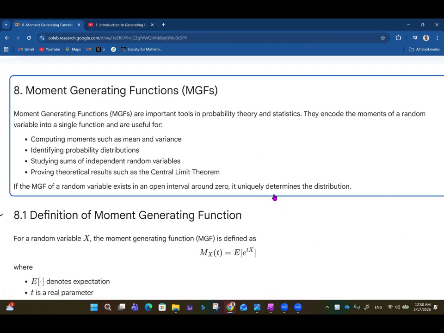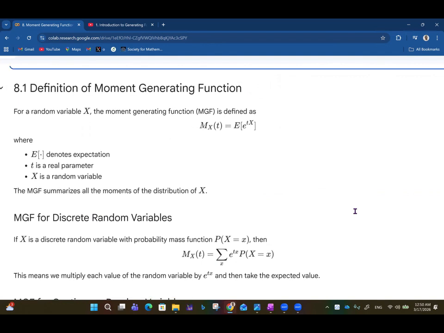But then, of course, we are reviewing these concepts as we lay the foundation for stochastic processes. So, moment generating functions, MGFs, are important tools in probability theory and statistics. They encode the moments of a random variable into a single function and are useful for computing moments such as mean and variance. So, mean and variance are moments, right? They are also used for identifying probability distributions, studying sums of independent random variables, and providing theoretical results such as the central limit theorem, which we are going to consider in a future video, maybe the next video or the one after that. So, if the moment generating function of a random variable exists in an open interval around zero, it uniquely determines the distribution.